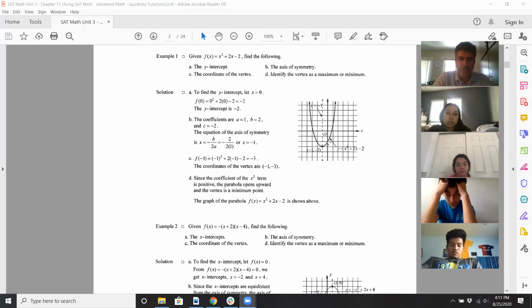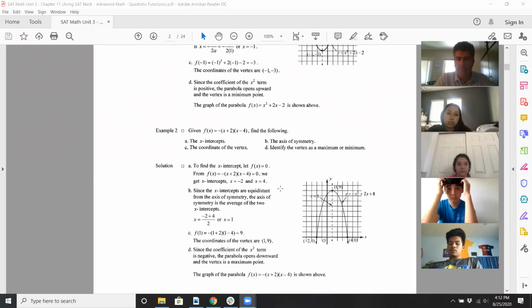Find the axis of symmetry. So now we know about the negative b over 2a thing. So you locate a, b, and c. A is 1, b is 2, c is negative 2. Throw it in. Find the coordinate of the vertex. Obviously, once you get the x-coordinate, you get the y-coordinate. And of course, it's a minimum because it's opening up, so the vertex is the low point.